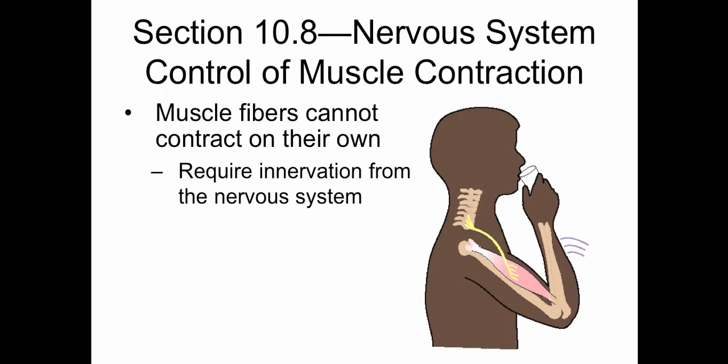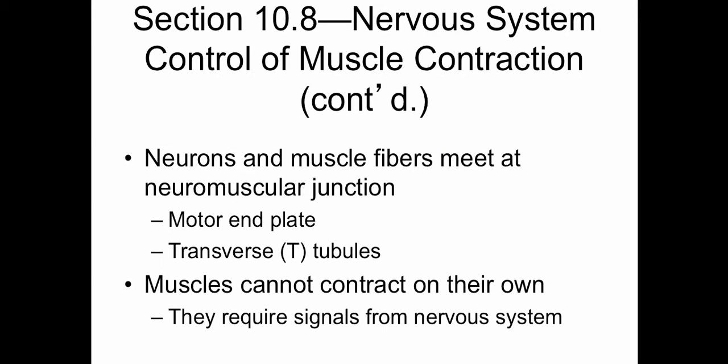The nervous system also has control of muscle contraction. The muscle fibers cannot contract on their own. They require instruction from the nervous system. The nervous system has control through the neuromuscular junction where neurons meet muscle fibers.